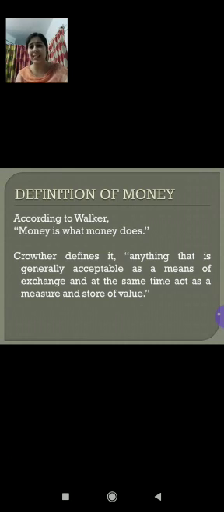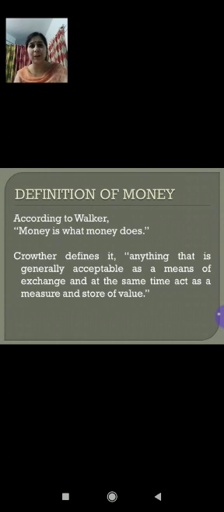Crowther defines money as anything that is generally acceptable as a means of exchange and at the same time acts as a measure and store of value. Anything that is generally acceptable. Money is something which is generally acceptable. Suppose you are making a payment to someone in the form of cash, definitely they'll accept your payment, as a means of exchange. It is a very important means of exchange in lieu of which you can get any product, and at the same time it can measure the value of commodities and it can easily be stored, right children?